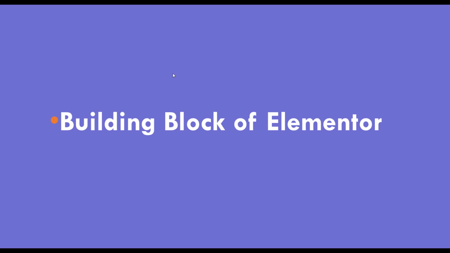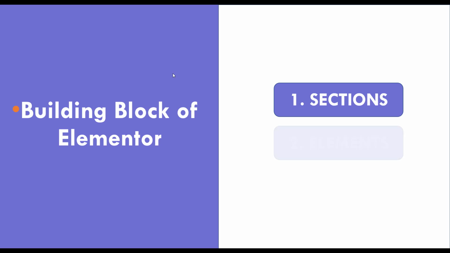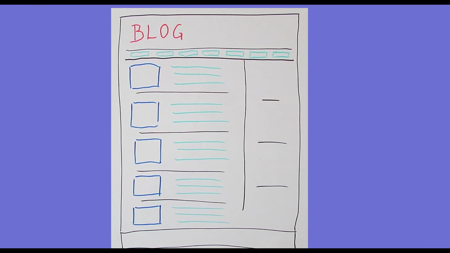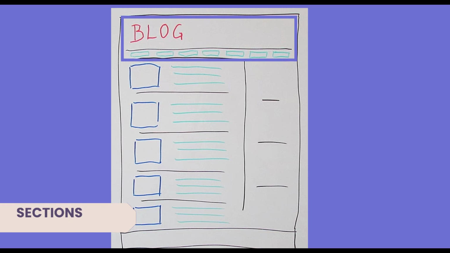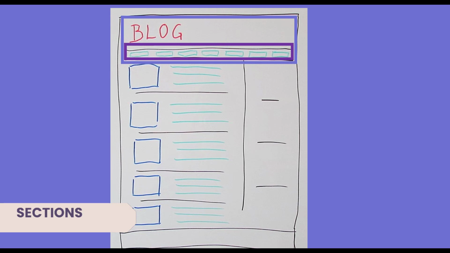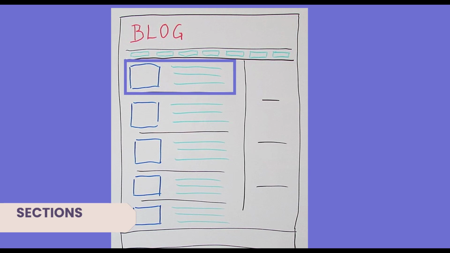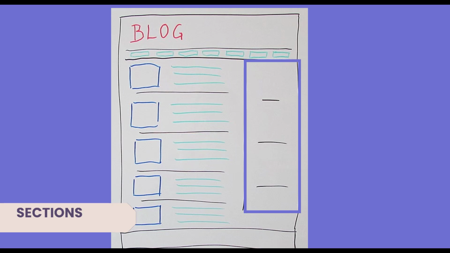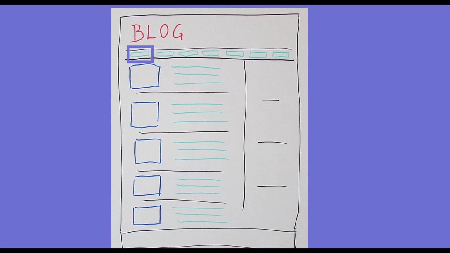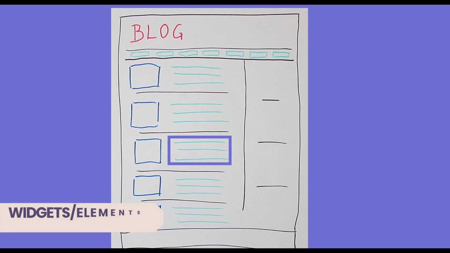Now there are two basic building blocks of creating a website with Elementor. First is sections and second is elements. If you are creating a blog, you will have a section for your header. You can have another section for the navigation inside the header. You can have a section for each of the blocks. You can have a section for the sidebar. And all the items inside your sections, like here all the buttons inside your navigation bar, this image for your blog and the headings for your blogs, all these will be considered as widgets or elements.